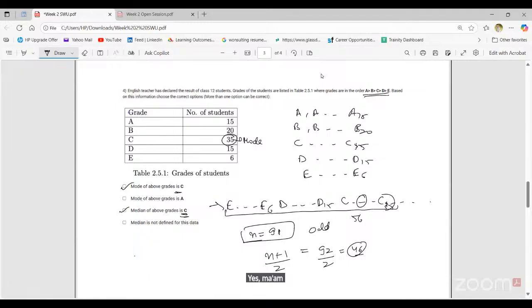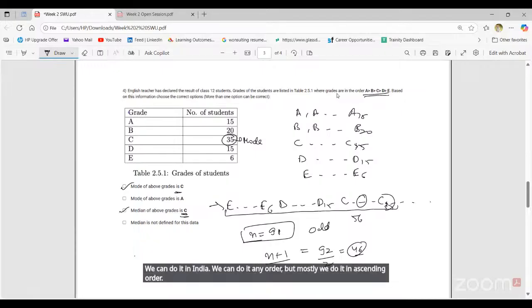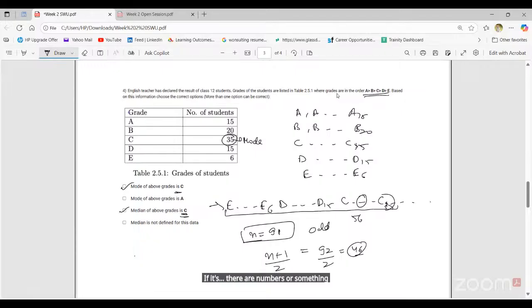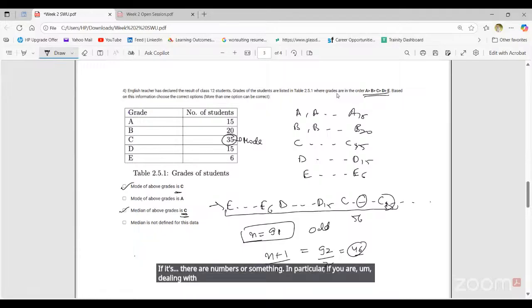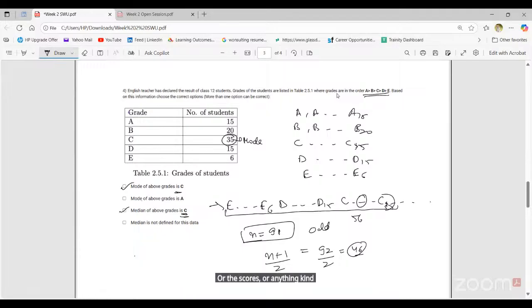Yes, ma'am. This order will be ascending or descending? How are you deciding this? It will be ascending, no? From small to large. We can do it in any order, but mostly we do it in ascending order, especially if we are dealing with numbers or scores or anything like that. It depends upon the situation. Okay.